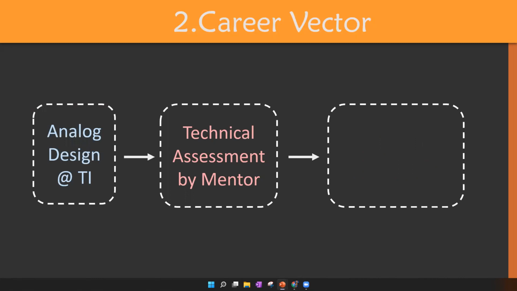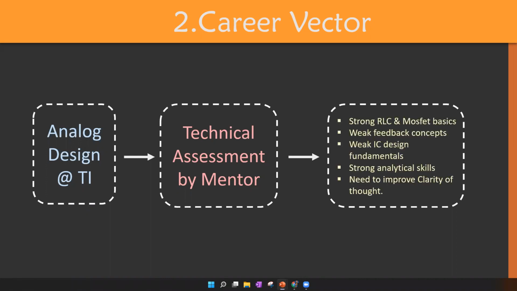Now, in our example, we're going to have the goal as analog design at TI, and you tell your mentor, and the mentor gives you an assessment. It could be something like this. The mentor says you have strong RLC and MOSFET basics. You are good in resistors, inductors, capacitors, and MOSFETs. However, your feedback concepts are not so strong, and your IC design fundamentals have to be strengthened. You're a little bit weak in that. However, you have very strong analytical skills. And finally, you also have to improve your clarity of thought, the way you communicate and respond. So this is a sample feedback that you can get from your mentor.